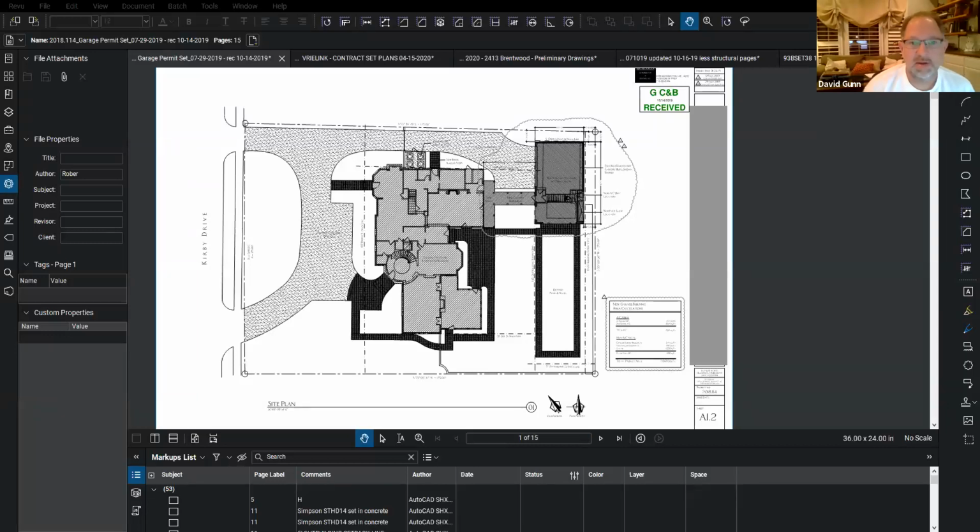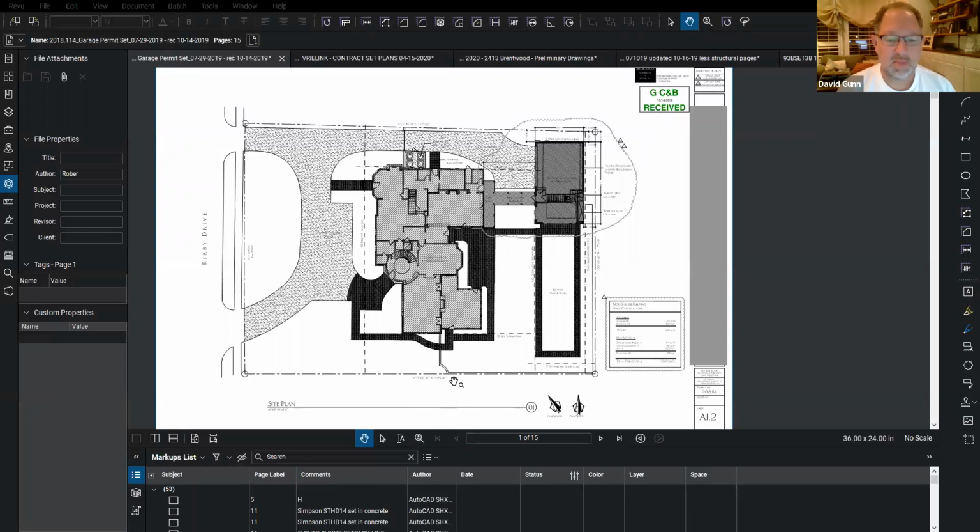Now, keep in mind, no two architects are going to draw this the same. Different architects have their different style and way of showing their drawings that they are typically consistent with, but they're probably not the same as other architects. They may be similar, but not exactly the same.